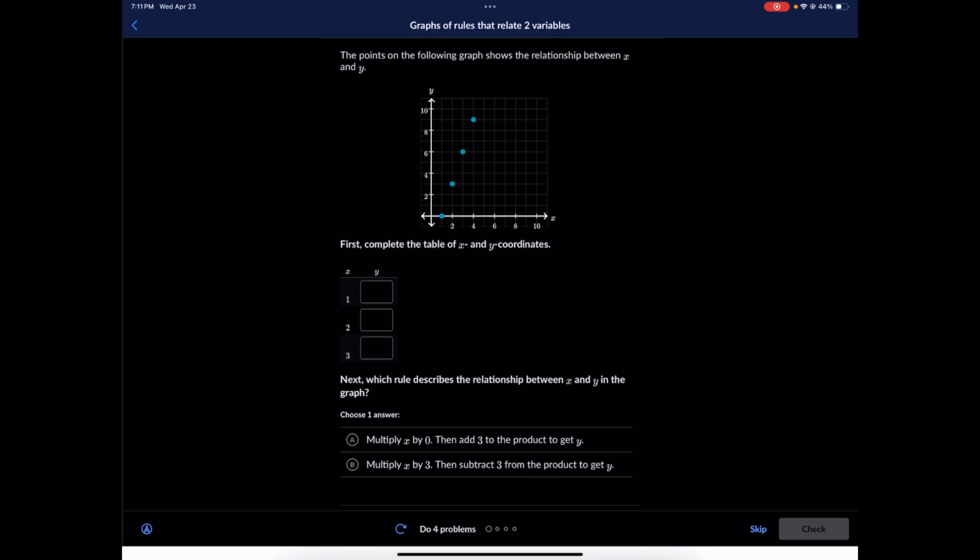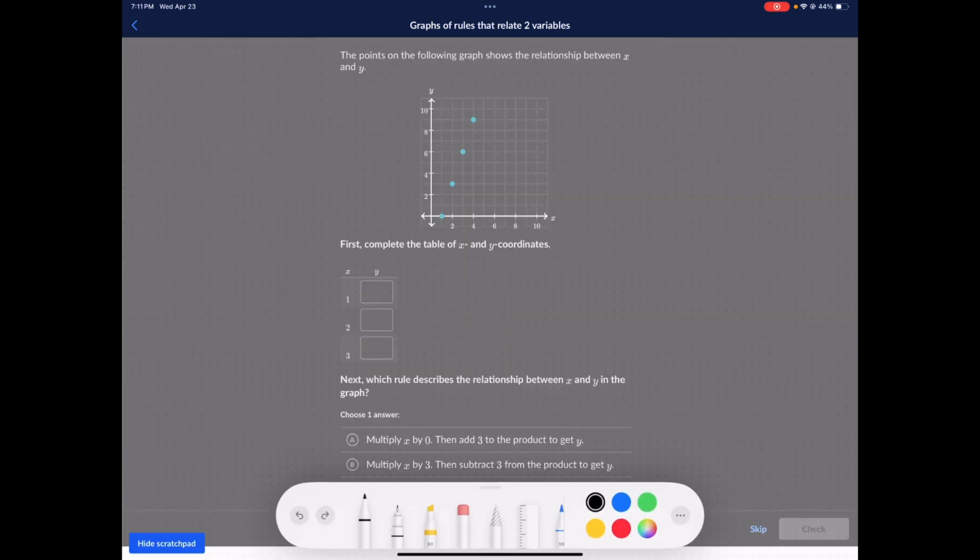The points on the following graph show the relationship between x and y. First, complete the table of x and y coordinates. So you have given x is 1, that's 2, that's 3. So now, which rule describes the relationship between x and y? So we have two parts here. So let's take a look at our graph.